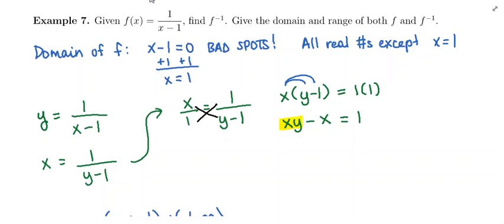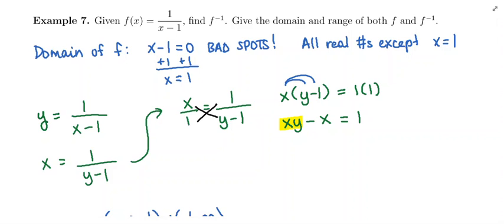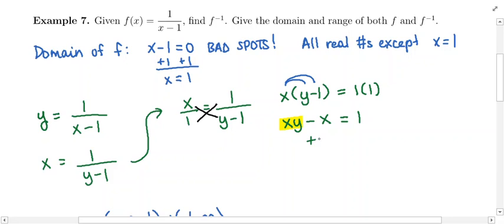Put everything that has a y on the left, and everything that doesn't have a y, put it on the right. So I'm going to move the x over because it does not have a y. I'm going to add x to both sides. I'm going to get x times y is equal to x plus 1. And then I'm almost there.